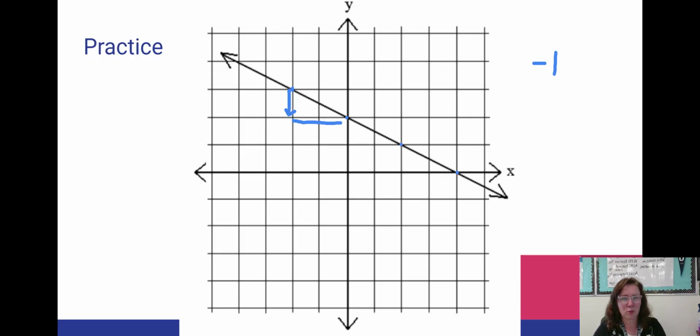But we always go to the right. So to the right 2. Now, so this is -1 over 2. Negative means it's a slope going down.